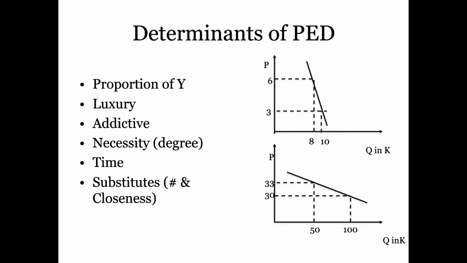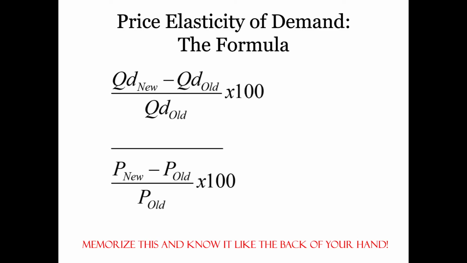Okay, so just remember this acronym, PLANTS. It can help you understand if the curve is elastic or inelastic. Now, sometimes the IB will not give you the actual percentages. You might have to calculate that on your own. Fortunately, the percentage change formula is very easy. It's just new minus old over old.